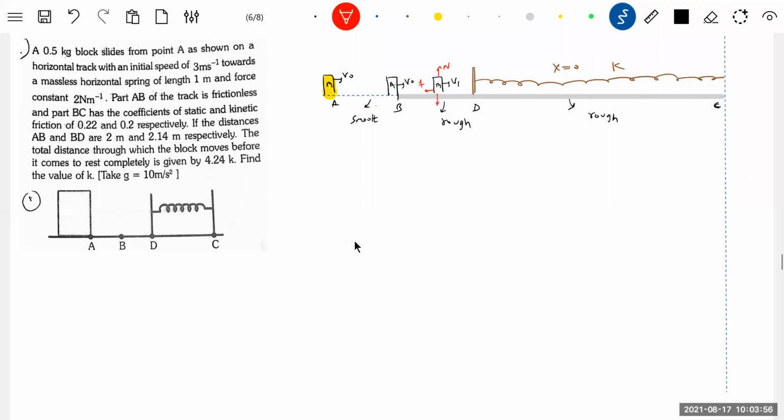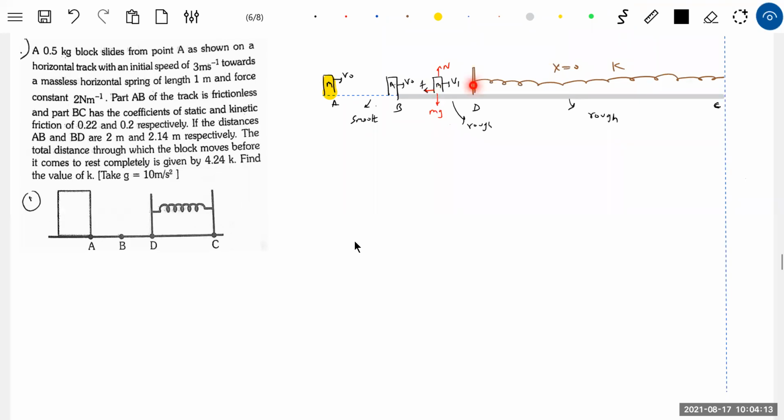Normal contact. So what will this friction force do? It will make the block undergo retardation. So by the time it reaches here, it will have some velocity.